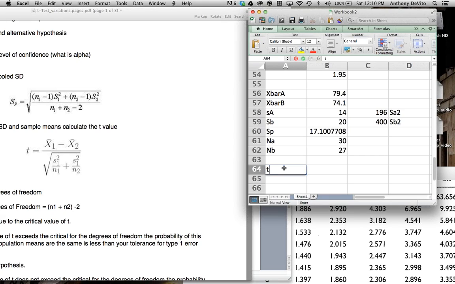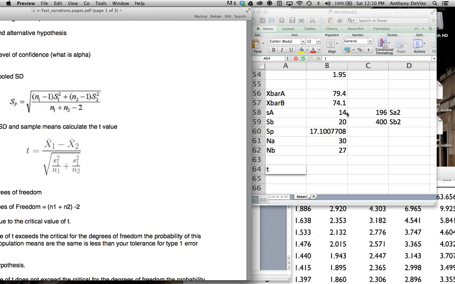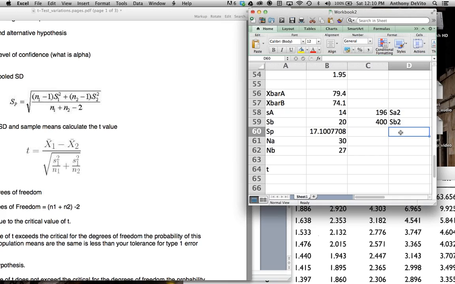Well, this gets a little complicated, doesn't it? Now when I calculate my t-score, I don't have a standard error yet. I just have a pooled standard deviation. Again, this formula was drawn from another place. So that is really SP squared and SP squared. Okay, so I need the square of my pooled standard deviation. Okay, that's going to be equal to 17.1 times itself, which is 292.